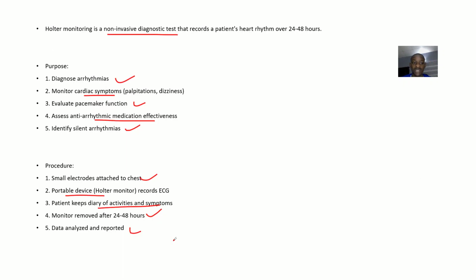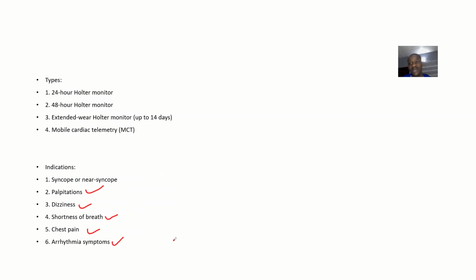So that's it for Holter monitoring: purpose, procedure, types, indications.